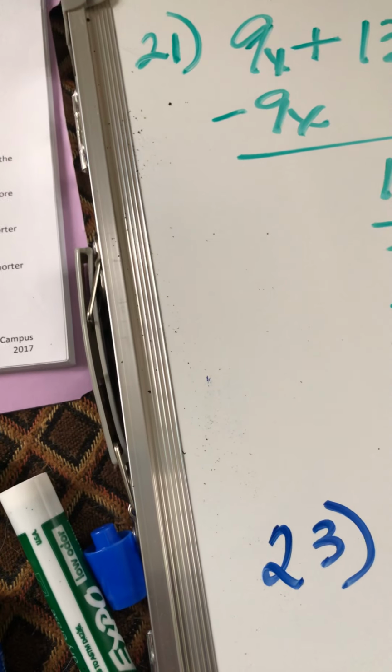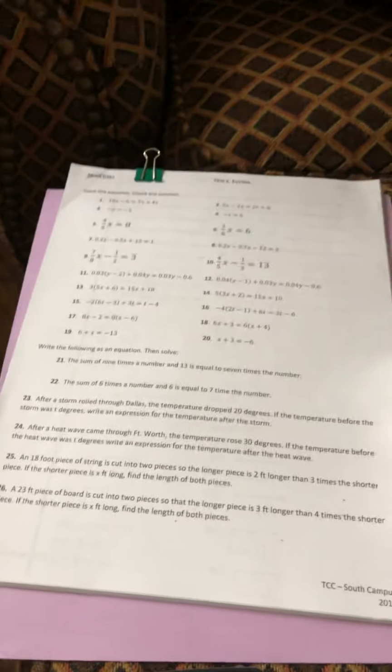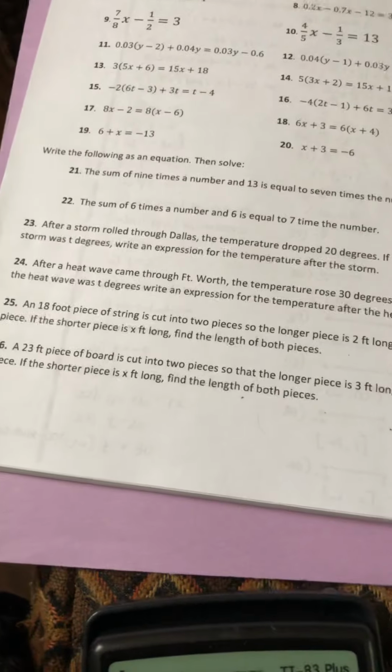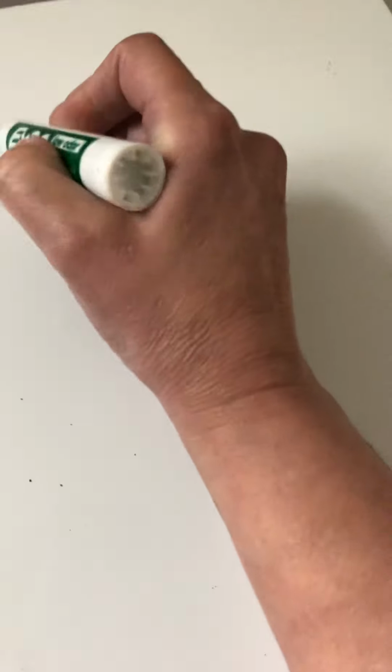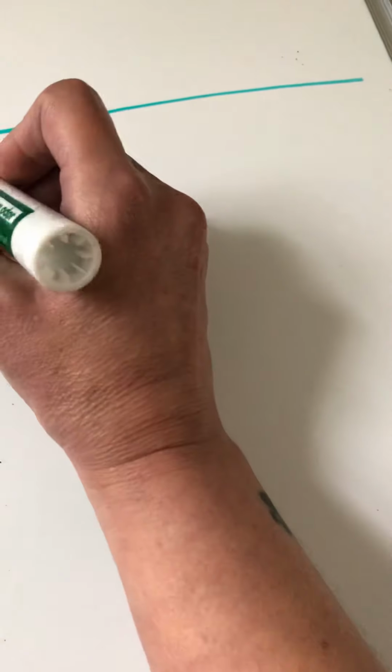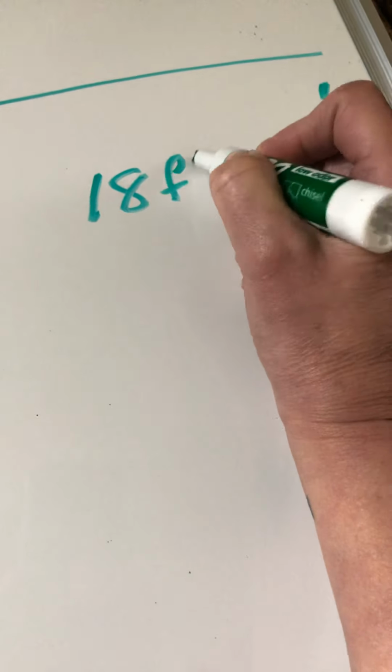Let's look at 25. Okay. An 18-foot piece of string. All right, first I'm going to do on 25 is draw my 18-foot piece of string. Here's my string. And from here to here, it's 18 feet. Okay.